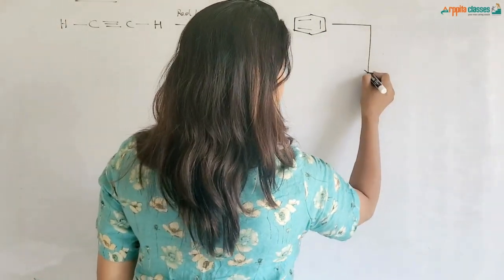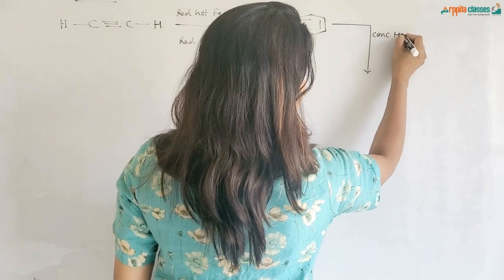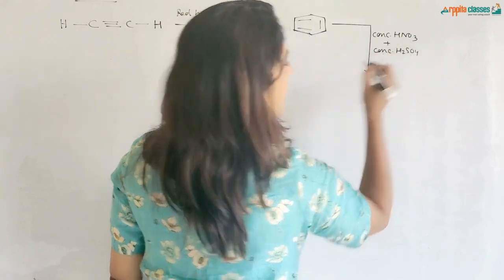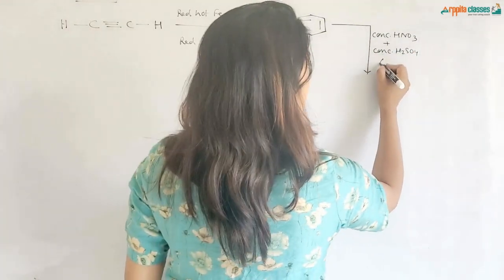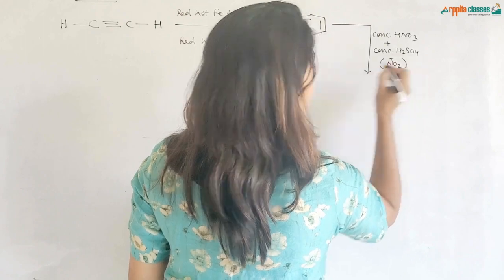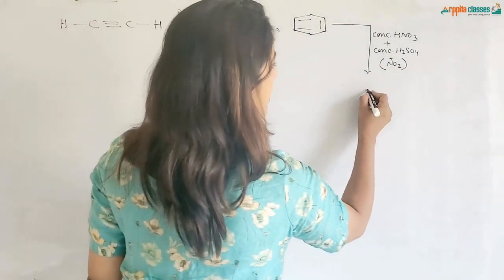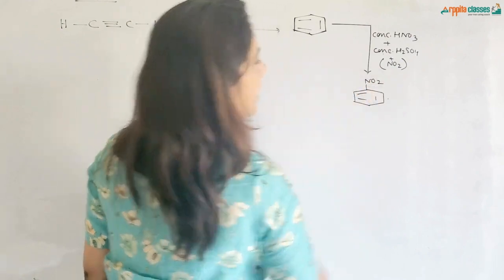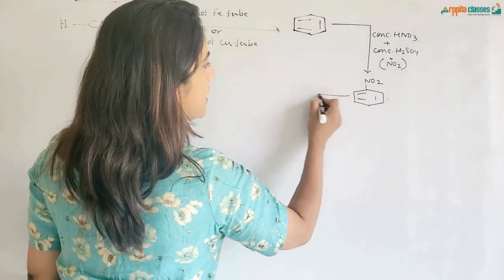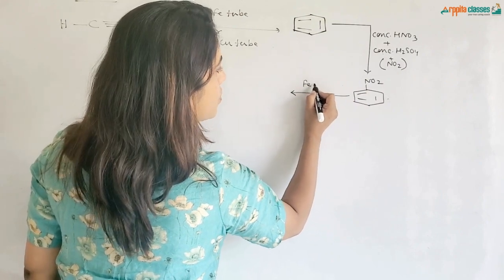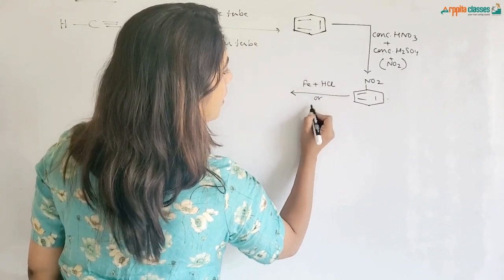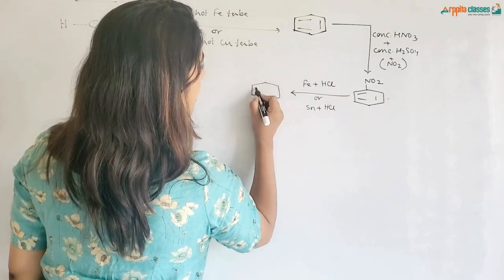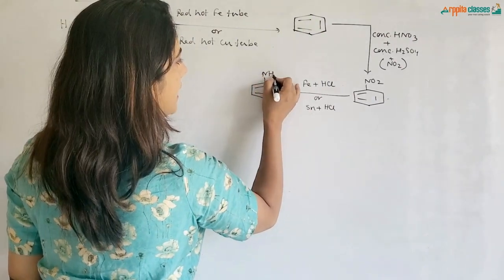Now this benzene can be treated with concentrated HNO3 plus concentrated H2SO4, which is called the nitrating mixture, which gives rise to the NO2 plus electrophile. Electrophilic substitution takes place and the NO2 group gets inserted in the benzene ring and we get nitrobenzene like this. Now this nitrobenzene is reduced by Fe/HCl or by Sn/HCl. It gives you aniline or aminobenzene, which is called aniline.